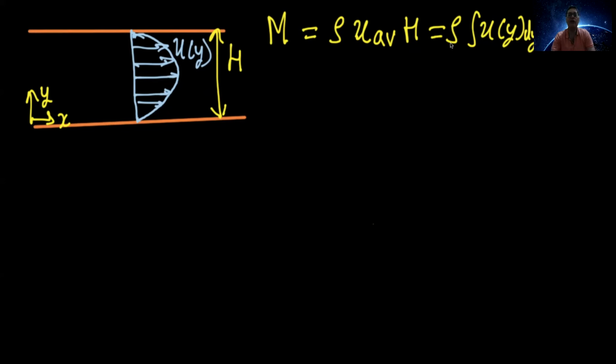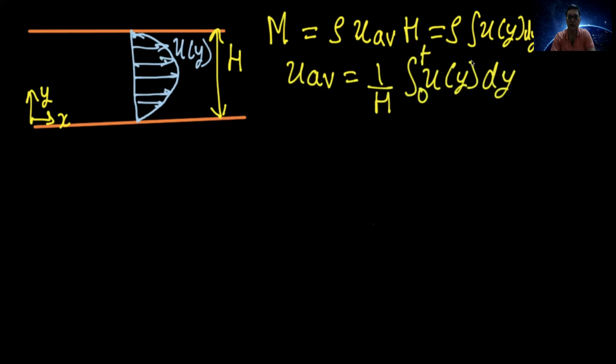Density, we are considering the fluid here as incompressible, so the density is not a function of y. That's why it has been taken outside the integral. The density cancels from the left-hand side and right-hand side, and finally you obtain the average velocity is equal to 1 by h integral of u(y) dy, and the limit of the integral will be 0 to h. So this is an expression for a 2D flow case where we have taken the area as h into 1.